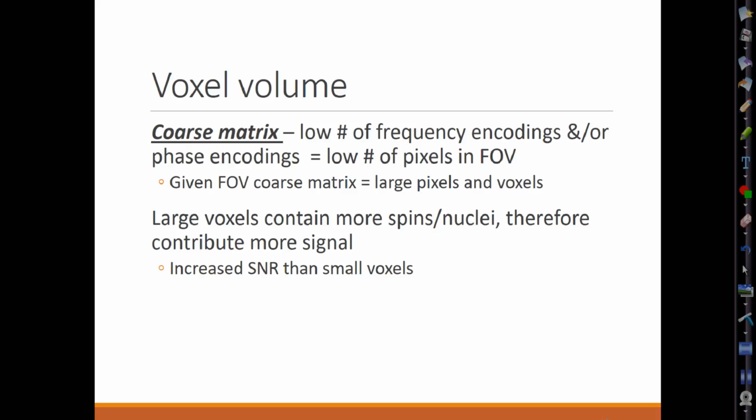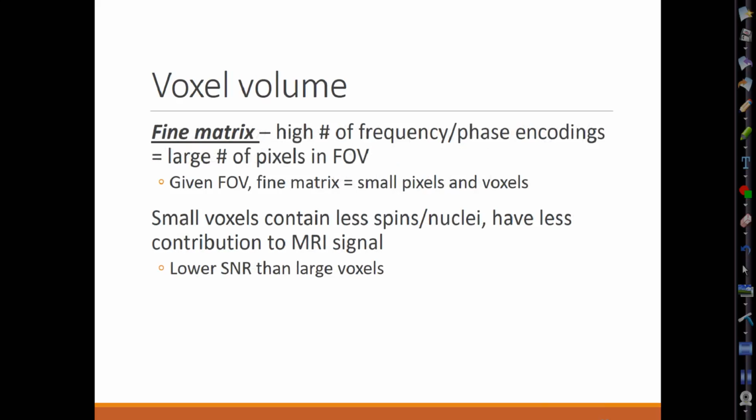Yes, good. On both of those. Good. So when we have a fine matrix, we have a high number of frequency encoding steps. So we're sampling the signal. We have more raw data points in the frequency direction, and then we have more rows in the phase direction. So our matrix is larger. So if you see that on a test, a large matrix equals a fine matrix. So our pixels are going to be smaller.